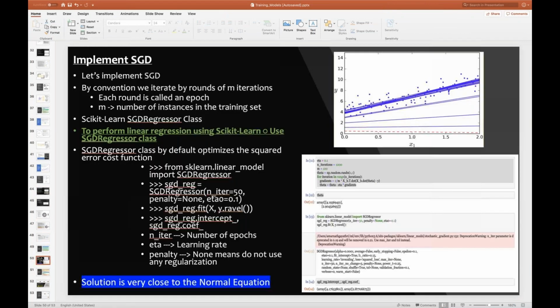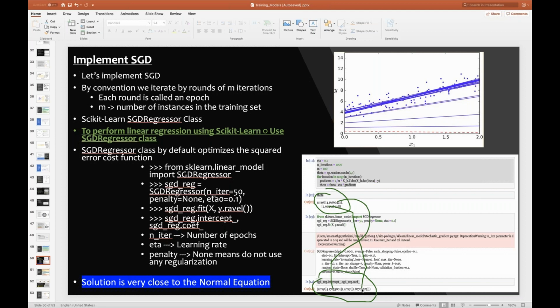Okay, this is the diagram. In this diagram, if you observe carefully here, guys, this is my normal equation. When I applied my normal equation, how much did I get? I got 4.19. When I applied my stochastic gradient descent, how much did I get? This is 4.19. This is 4.17. This is 2.99. 2.9. This is 2.87. The solution is very close to the normal equation.